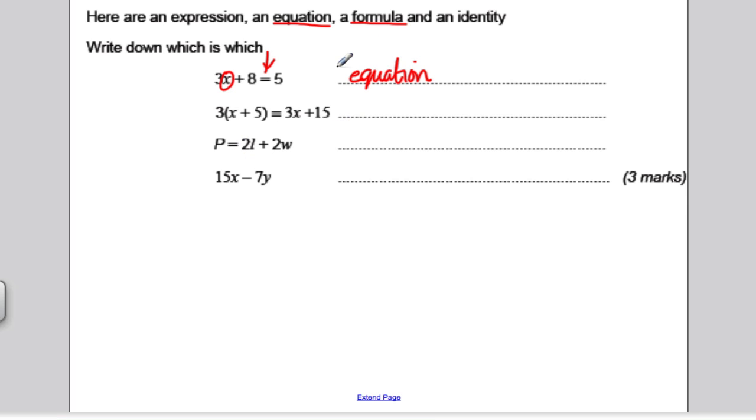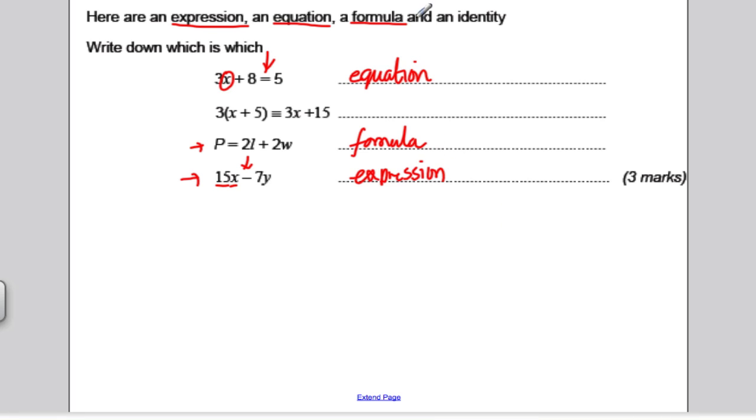Now a formula is something we use to find the value of a variable, and it has more than one variable in it. Now, the equation with something with more than one variable is either this one or this one, but a formula must have an equal sign. So this one is a formula. Okay, something without an equal sign is called an expression. It's an algebraic expression. It has algebra, it has numbers, it has operations, but it has no equal sign. So this one's an expression.